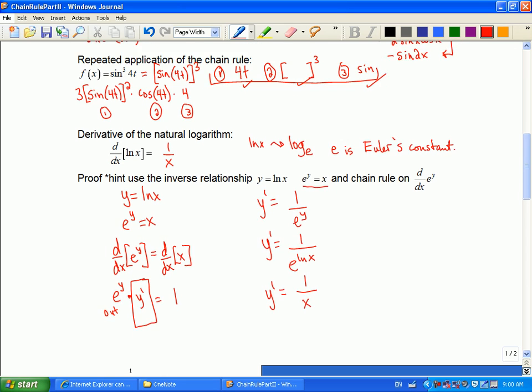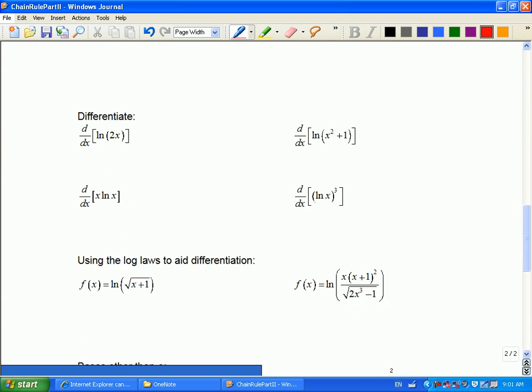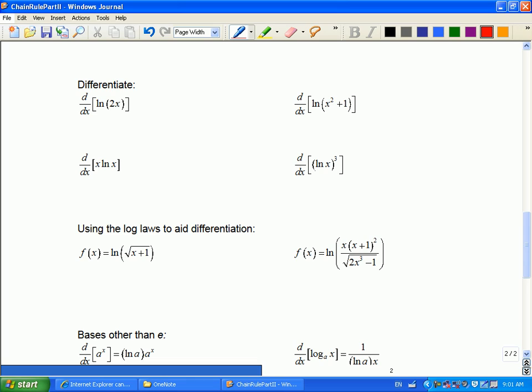Okay, so let's try some logs now. If you've got the hang of the chain rule, you should be able to do these ones. I'll let you guys have a head start here. So the first one is 1 over x, not 1 over 2x. Remember, the chain rule still applies.